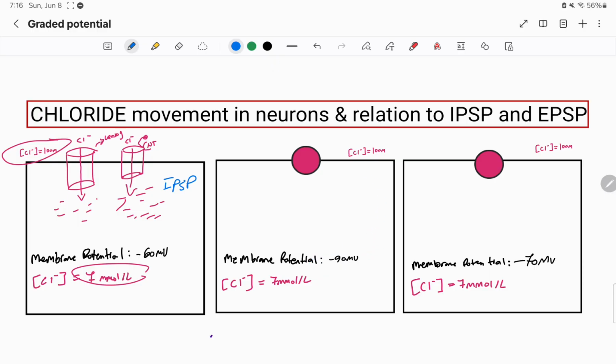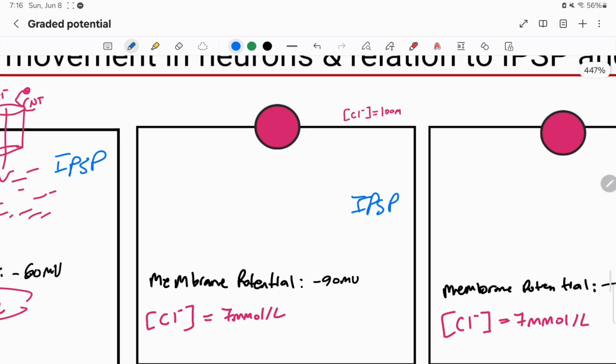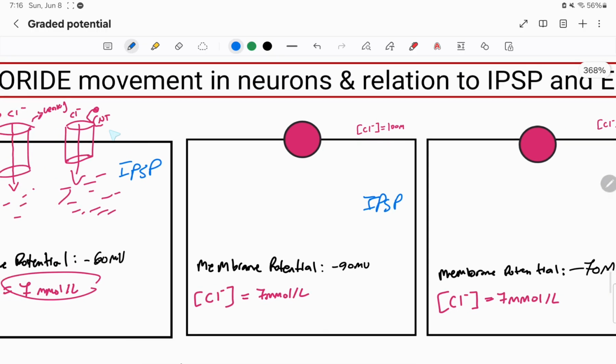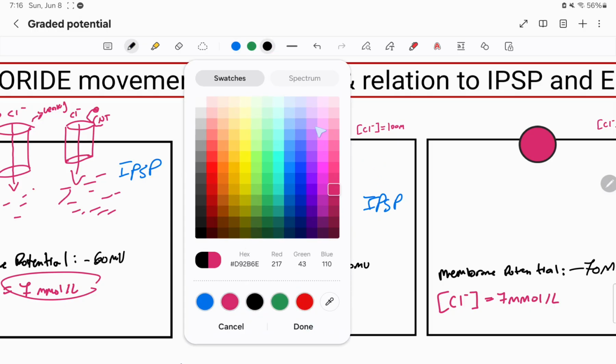In another cell that has, for example, a resting membrane potential of -90 millivolts, let's say I'm trying to cause another IPSP. But in this cell, they don't have this channel. So what would you do here? They don't have this channel, one. And two, the membrane potential is -90 millivolts, whereas we know the equilibrium potential of chloride is -70. So if I want to cause an IPSP, I have to bring chloride in, but this is the problem.